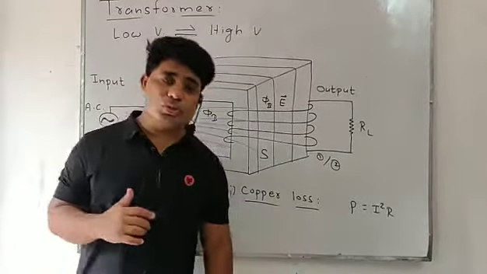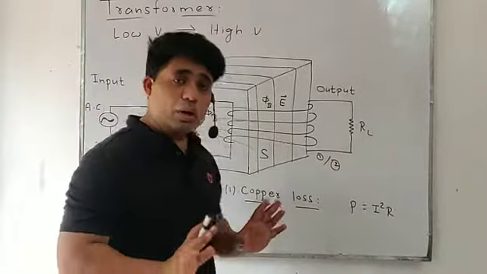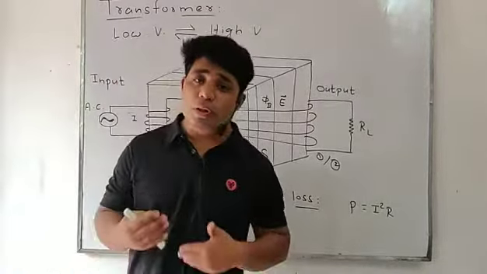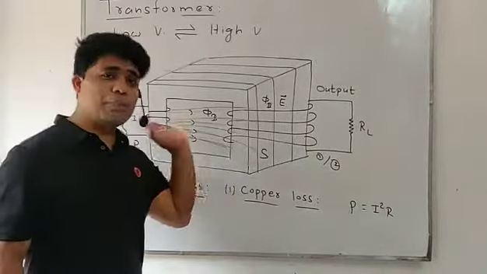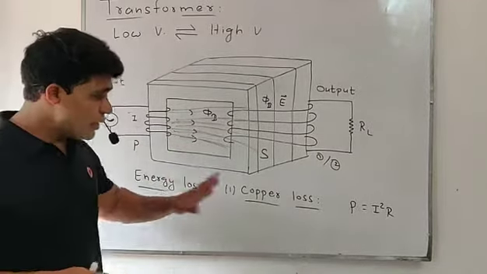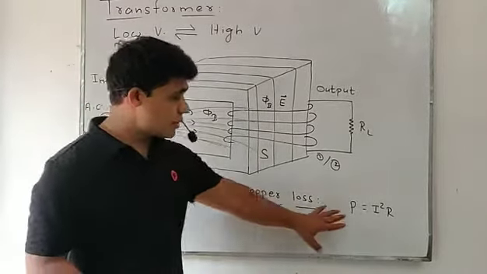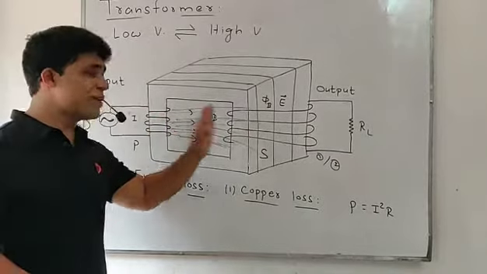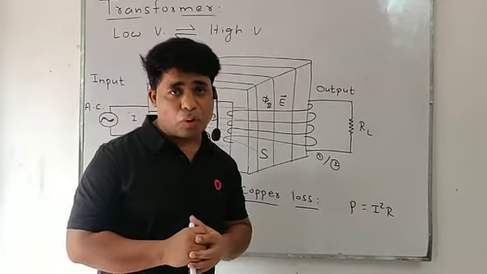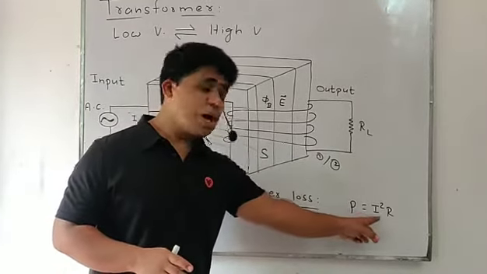Now students, we will discuss energy loss in a transformer. Sometimes what happens, students, the very first is copper loss due to the primary and secondary coil. Due to the heating of the copper wire wound in the primary and secondary coil, some energy is lost, and this energy loss is given by P equals I square R. In order to minimize this copper loss due to the primary and secondary winding, we have to use thick copper wire of low resistance. In that condition we can minimize this copper loss. P equals I square R.